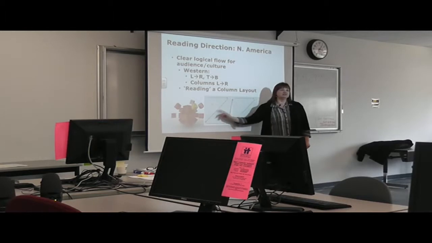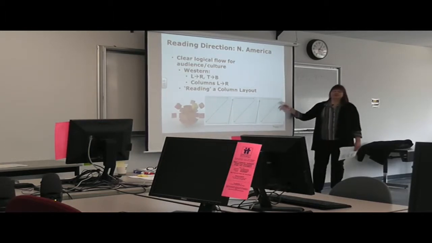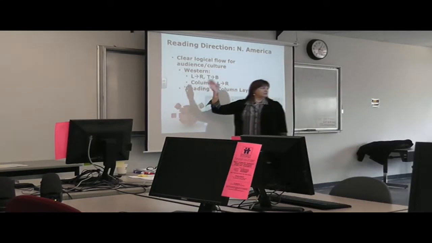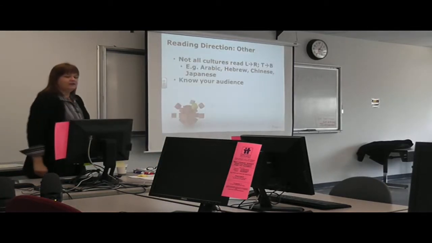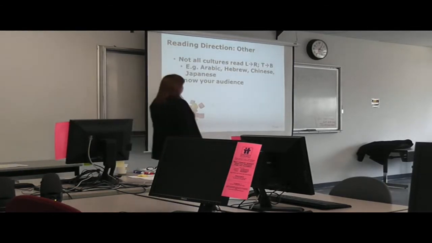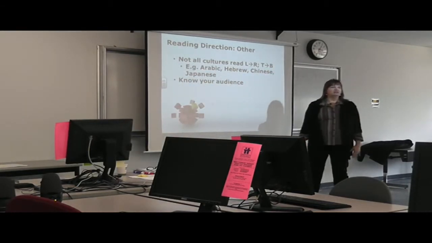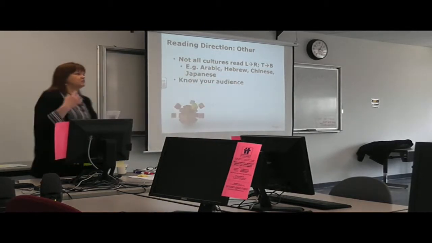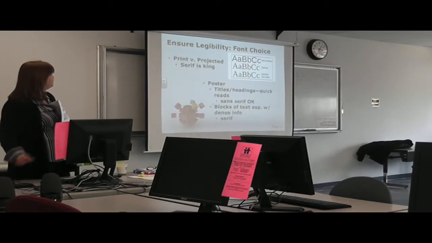So we keep going like this in the one column, and then we shift over to this one, shift over to this one. So that's why it says Western is left to right, top to bottom, and then the columns from left to right. So you need to know that that's how people are going to read it. However, Arabic, Hebrew, Chinese, and Japanese do not read in the same fashion, in the same directions. So if you are creating a poster and you're going somewhere else with it, you should know what their reading conventions are. Okay? So know your audience, it's important.